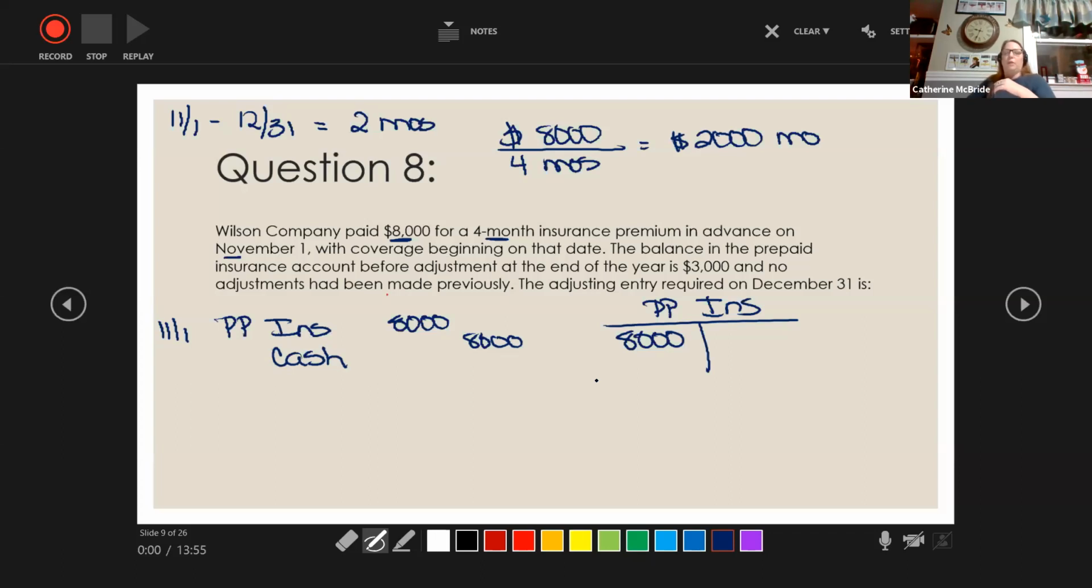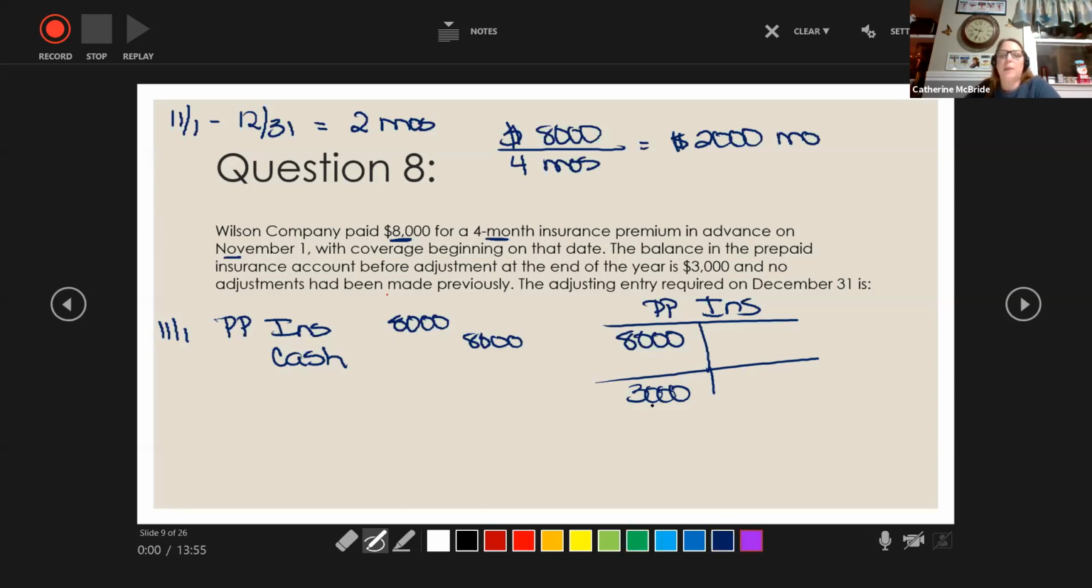Oh, they must have had other insurance in there. So it actually doesn't matter. The balance in the prepaid insurance account before adjustment at the end of the year is $3,000. It looks like he was charging an extra $1,000. Yeah, I probably made a mistake when I was doing the numbers. I did this right after I got a concussion.